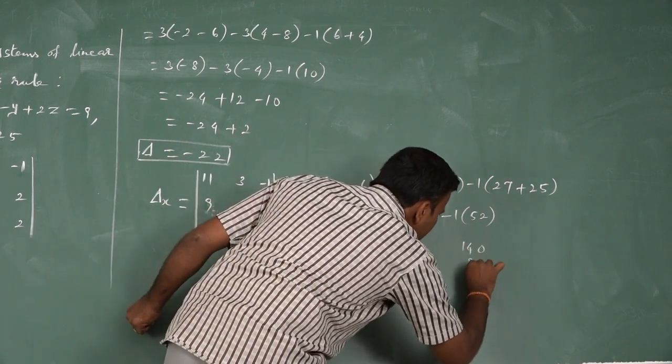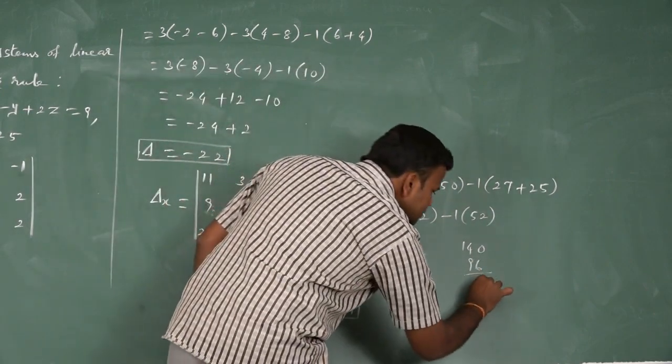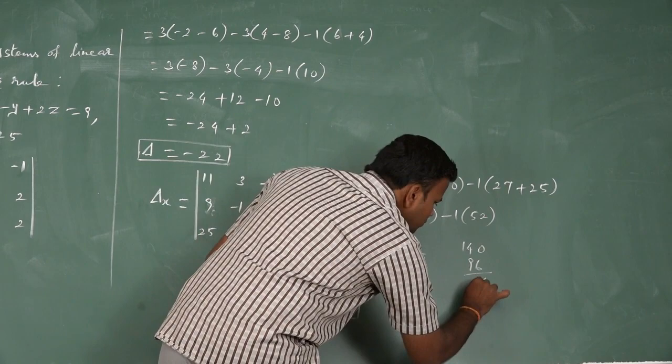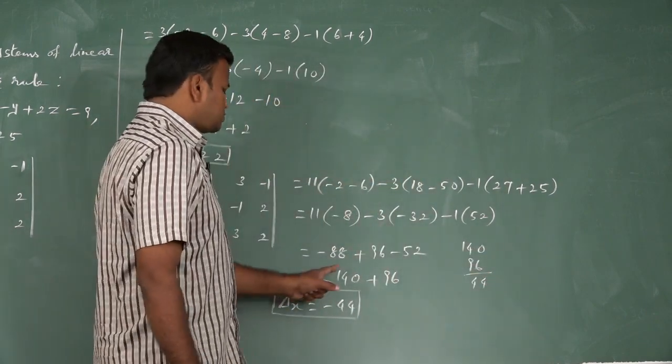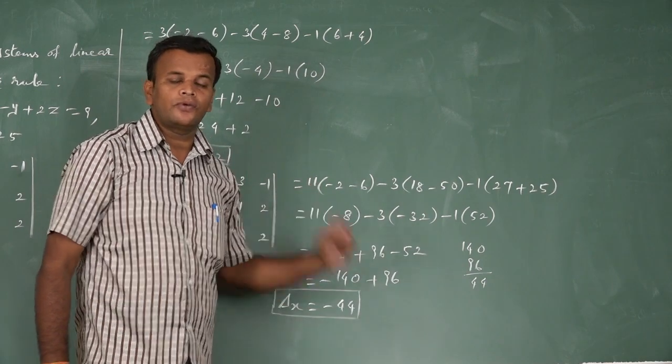140, we subtract 96. 10 minus 6 is 4. We take one borrow, 13 minus 9 is 4. And the bigger number's sign is minus. So the value of del x is minus 44.